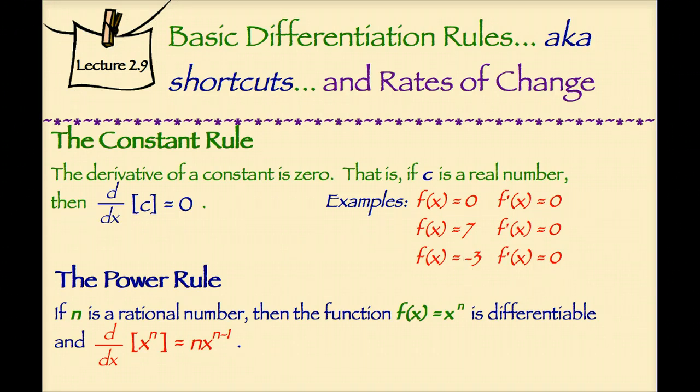Next, we have the power rule. It's the most important rule for taking derivatives that we will see, so I'm going to put a little star by it. The power rule says that if n is a rational number, then the function f of x equals x to the n is differentiable, and the derivative with respect to x of x to the n is n x to the n minus 1. Notice that the exponent came around to become the coefficient of the derivative function, and the new exponent is 1 less than the original.